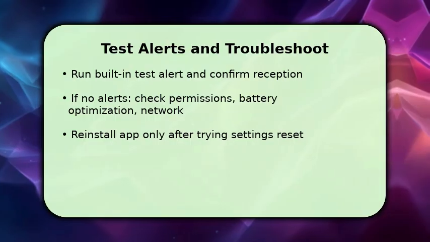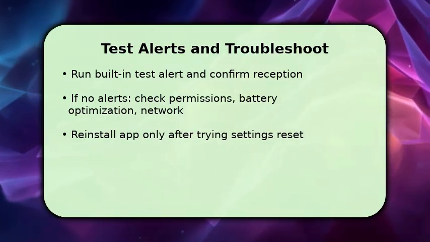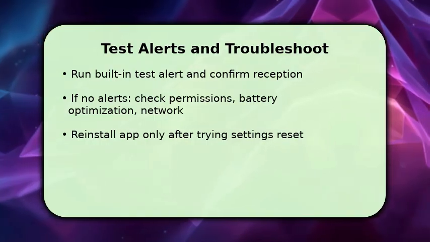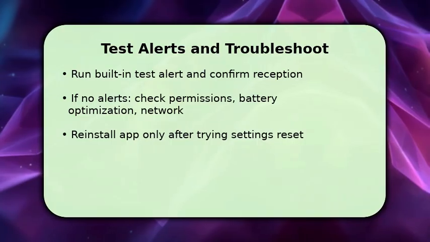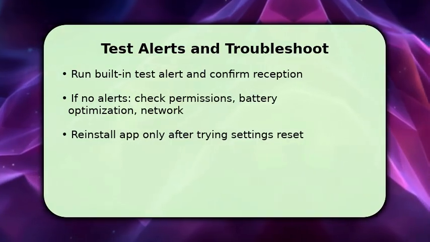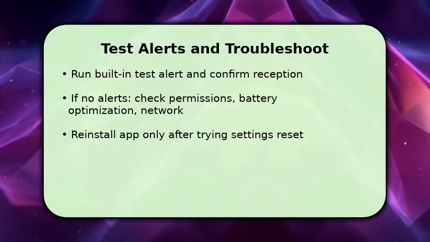Next, verify battery optimization or power saver isn't blocking the app. Exempt the app if needed. Also confirm cellular or Wi-Fi is active. If problems persist, reset the app settings and then reinstall as a last resort. This sequence fixes most issues, so alerts work when it counts.